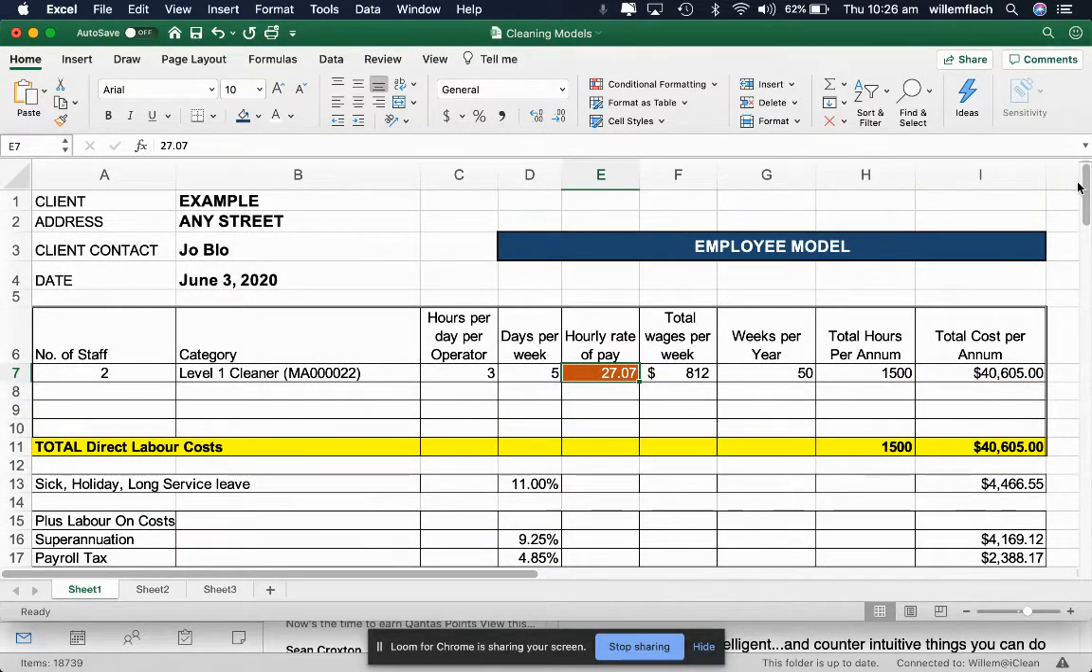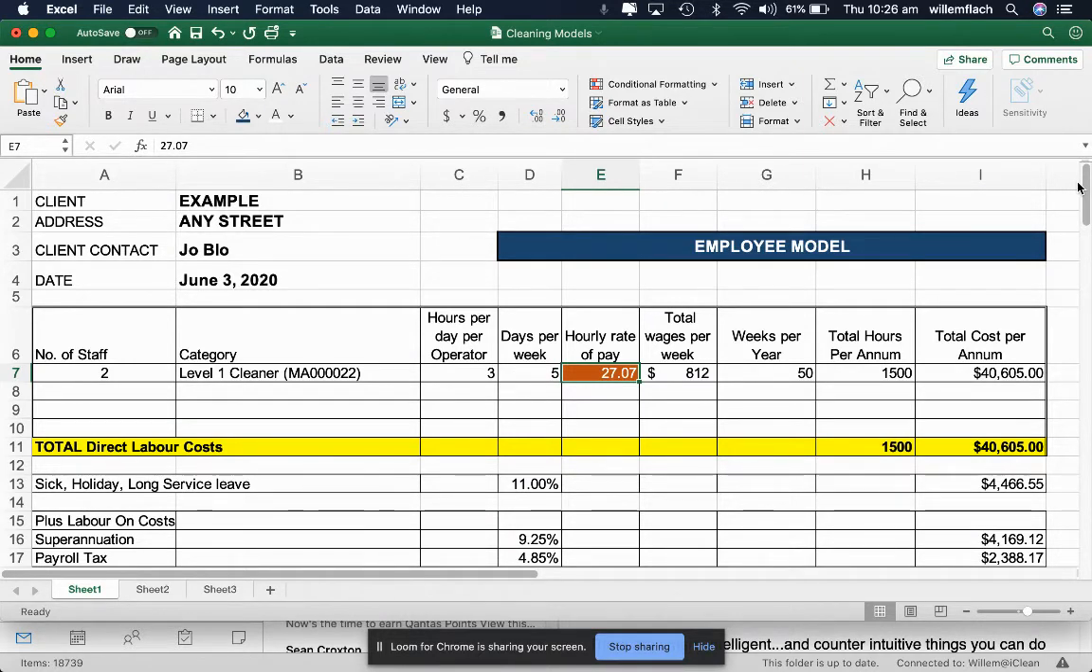This video is to explain the difference between the employee model and the subcontractor model here at iClean. It was relevant as at June 2020. So if there are significant changes to any of the employment conditions, we'll certainly upgrade this video. So let's go through both the employee model and the subcontractor model.